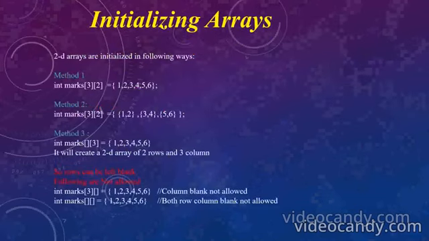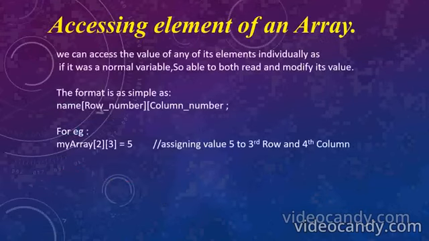Now let's discuss how to initialize arrays. There are a couple of ways to initialize an array. The most general way is to provide the number of elements, like int marks[3][2] = {1, 2, 3, 4, 5, 6}. Here I am declaring a two-dimensional array having 3 rows and 2 columns, and the values will be 1, 2, 3, 4, 5, 6. That means element 0 will have 1, element 1 will have 2, and similarly the others.